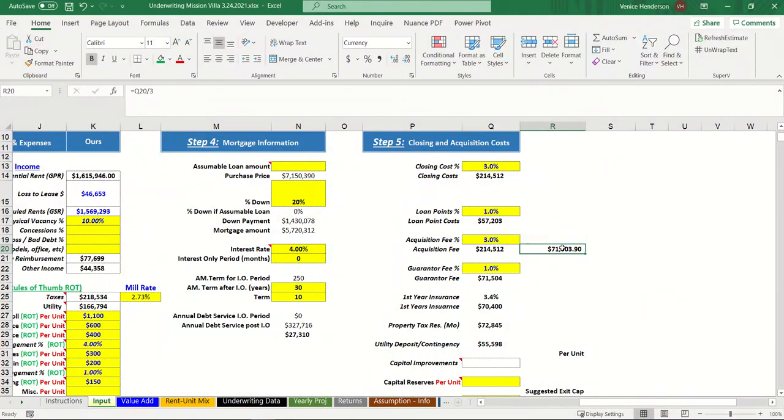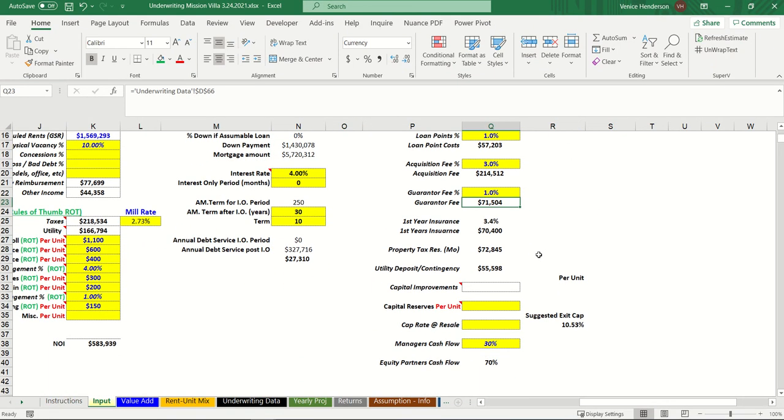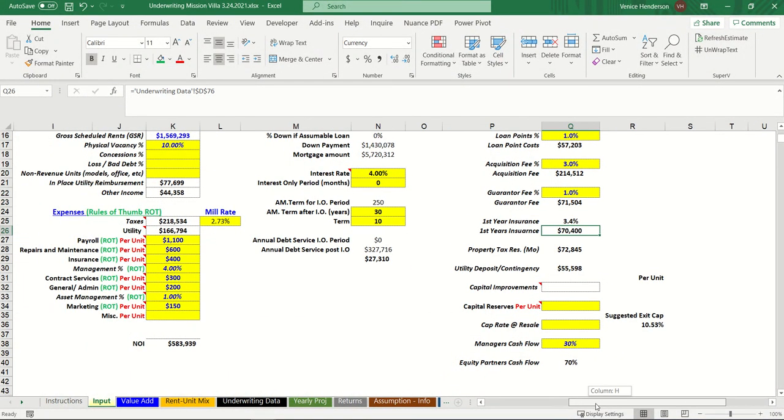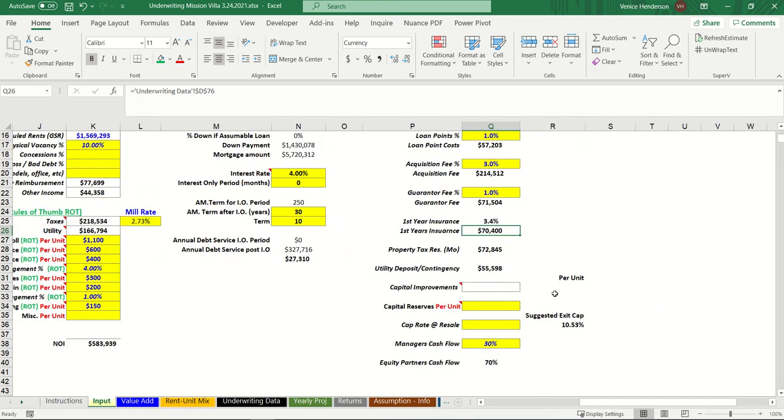But anyways, that is divided by 3 people, right? Come on, you all. This is just one deal. All right, anyways. That would mean that the guarantor fee would be 71, which I think should be negotiable. That would bring us down to a first year insurance of 3.4, which would be 70,000. I told you the insurance looked really extremely low to me.